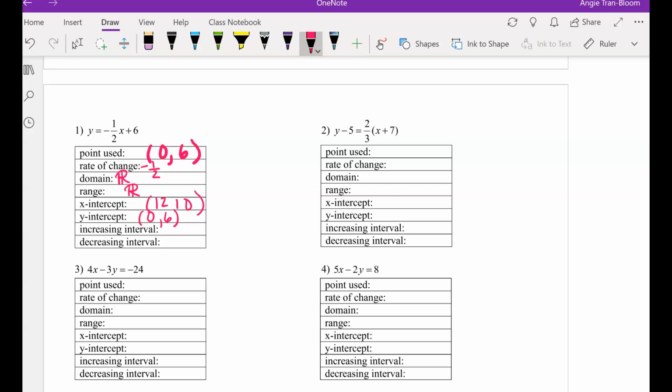What does increasing interval mean? Increasing interval means that we always go to the right on the number line. As we go to the right, what's happening to the y value? It has to go up. Decreasing interval: as we go to the right on the number line, what's happening to the y value? It's going to go down. For lines, it's one or the other.